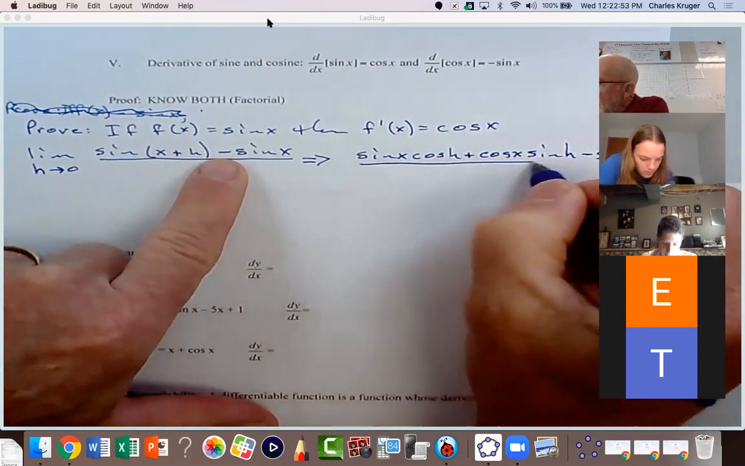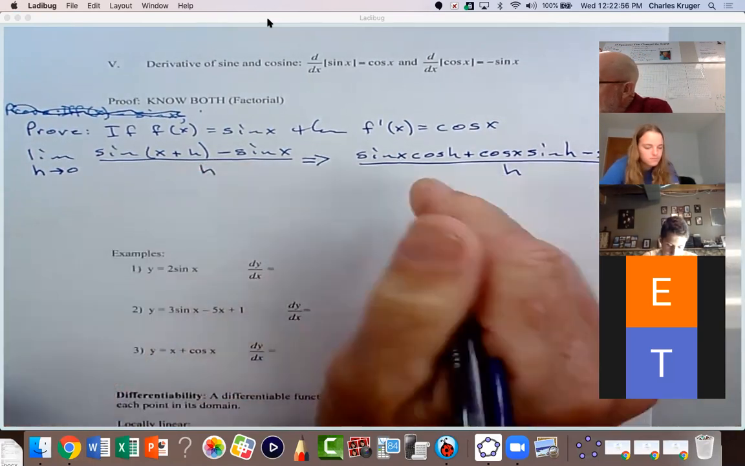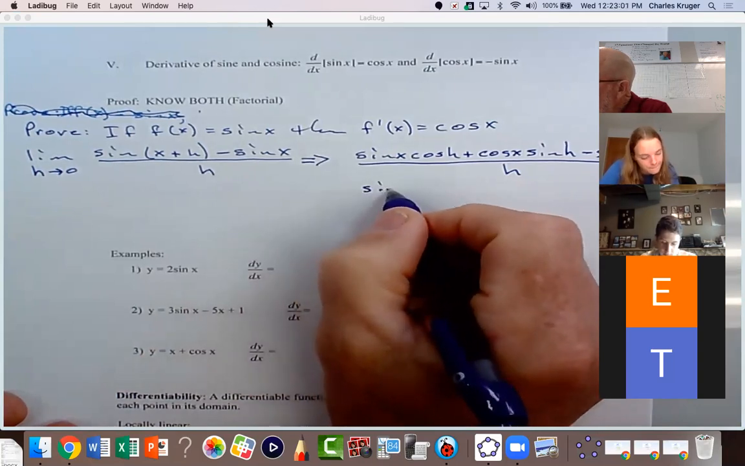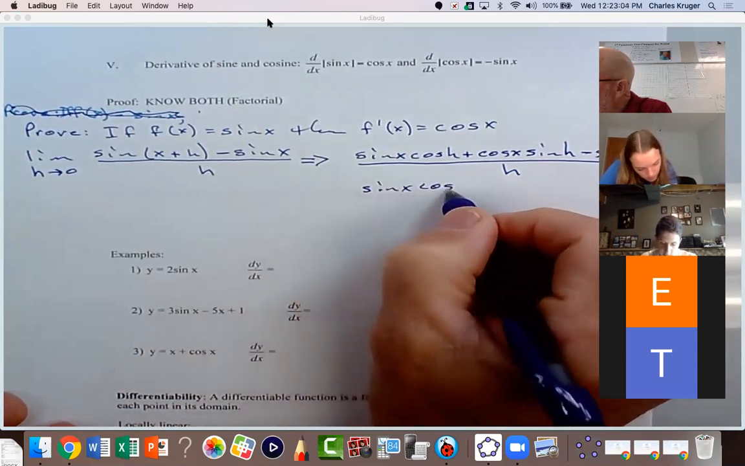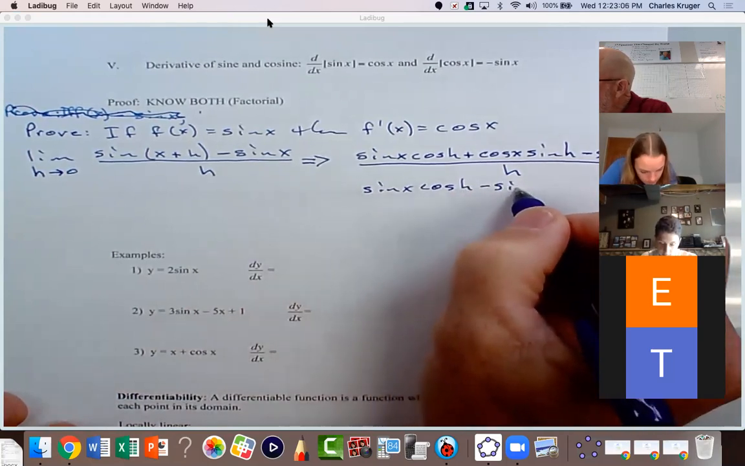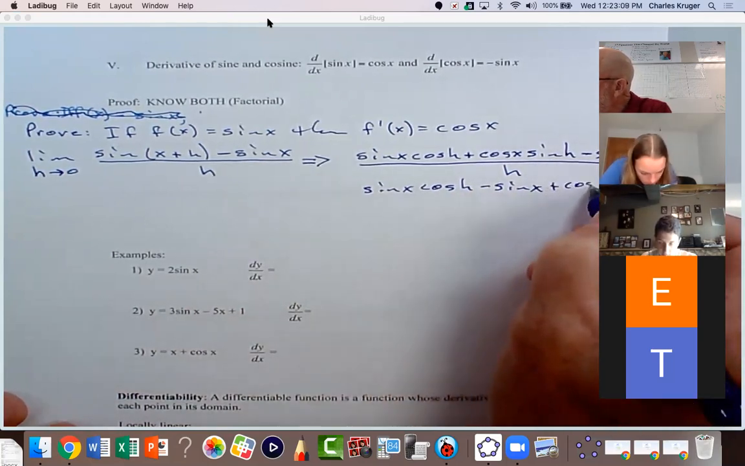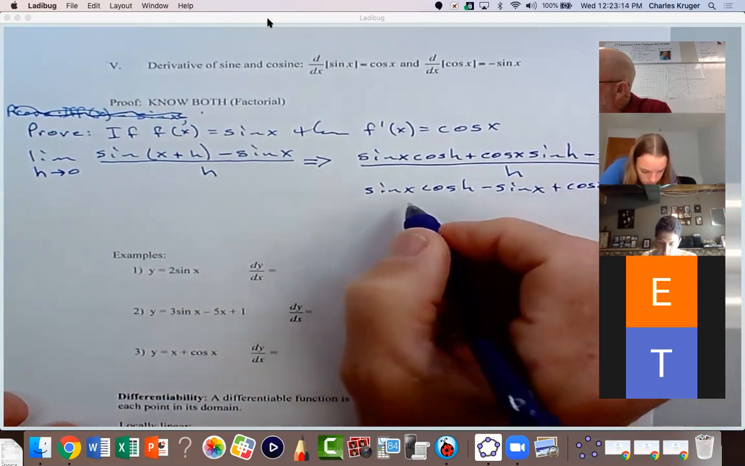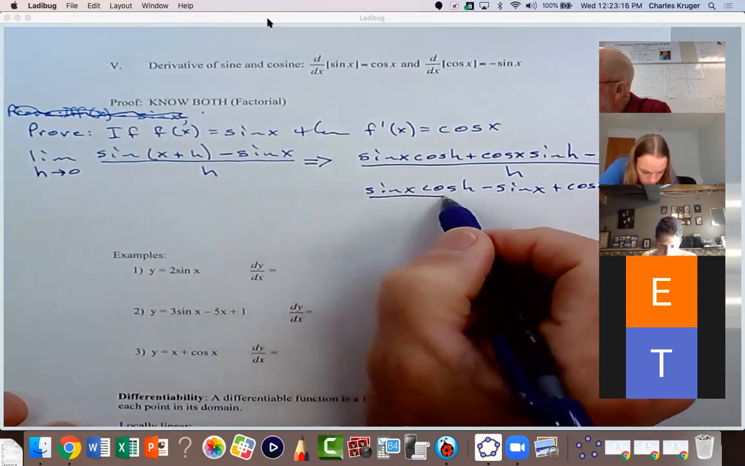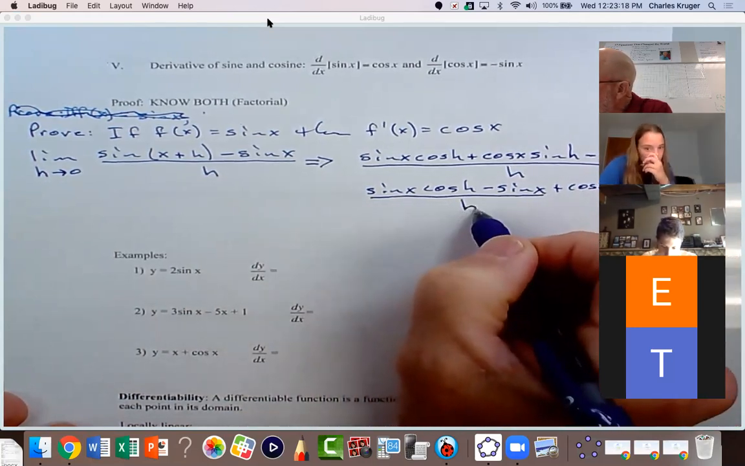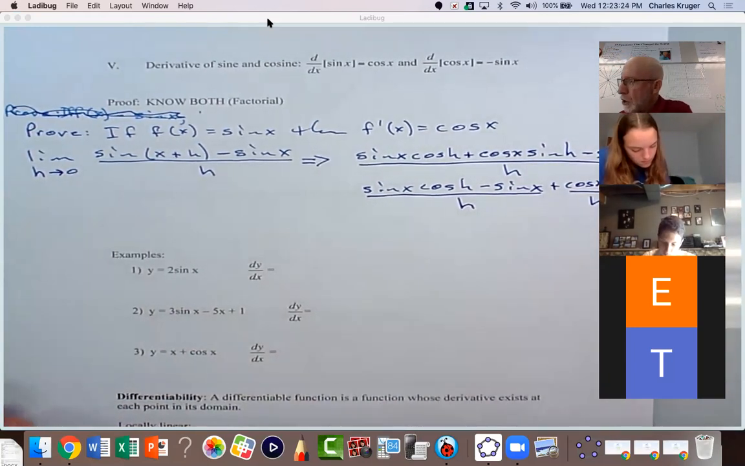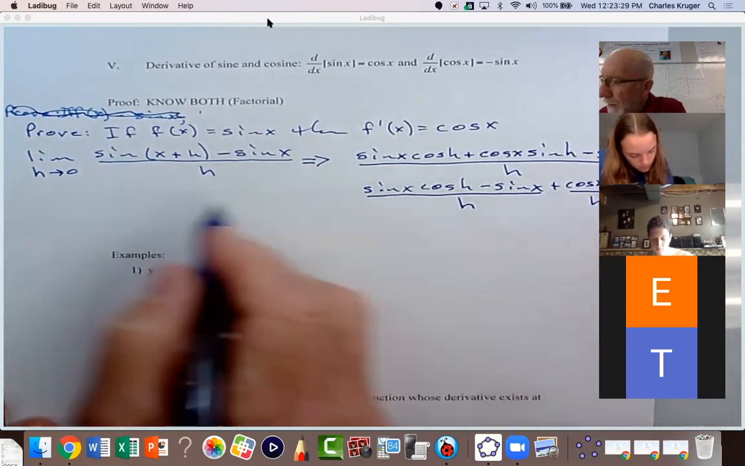all over h. I'm going to rearrange these. So I have the sine of x times the cosine of h minus the sine of x plus the cosine of x sine of h. And what I'm going to do is separate them into two fractions. I'm going to divide that by h, and I'm going to divide that by h. And I can do that because they all have a common denominator, h. And then I'm going to factor out a minus sign on the first one.